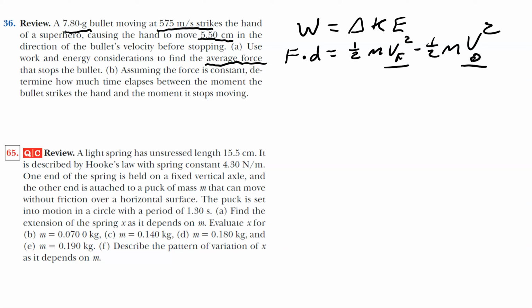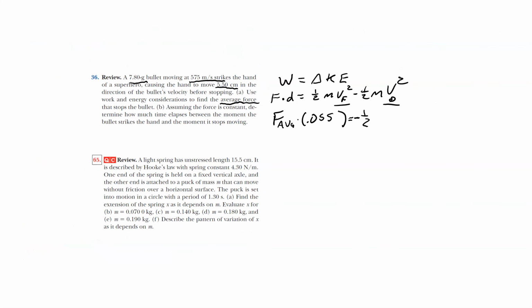So really what we have here is the average force times the distance it moves, which they tell us is 0.055 meters. Always convert to kilograms, meters, and seconds. This equals 1/2. So you may say, wait a minute, put the minus sign in. Okay, so I'll put a minus sign here, but now let's just think about this for a moment, and this is worth discussing. The bullet is moving this way. The superhero must exert a force in this direction.